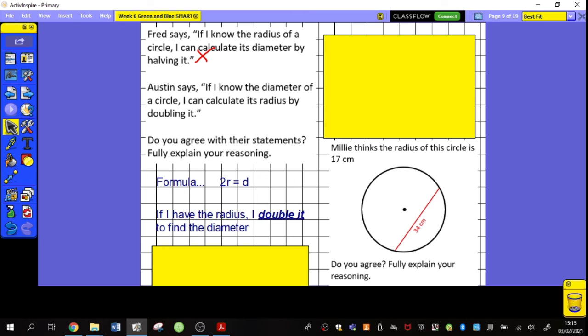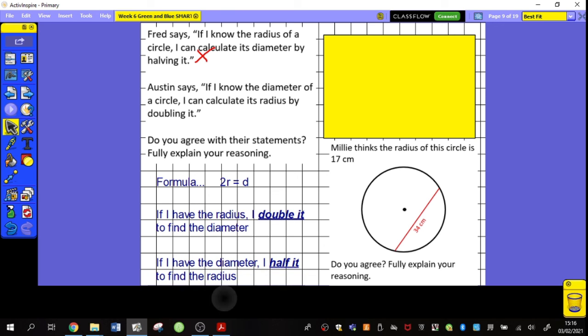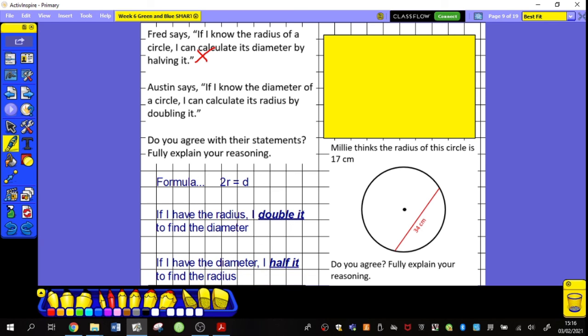Austin says if I know its diameter of a circle, I calculate its radius by doubling it. That can't be right because if I know the diameter, I have to half it to find the radius. So in actual fact, neither are correct, but this is something that can be mistaken very, very easily. I remember the radius being a shorter word, and therefore the shorter length of the circle. If you can remember a different way, then please tell me. That's how I generally remember it.